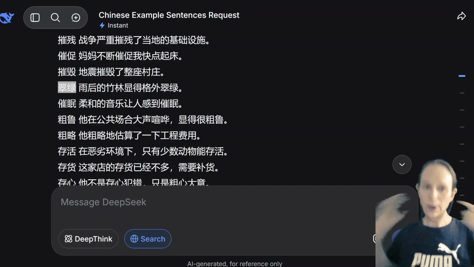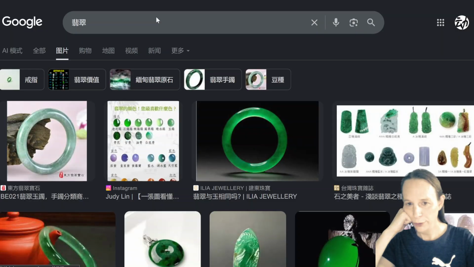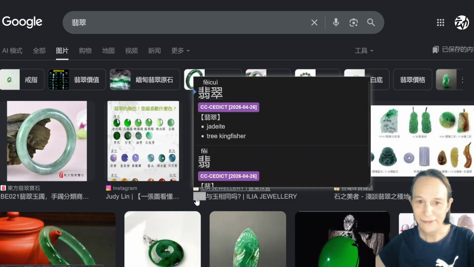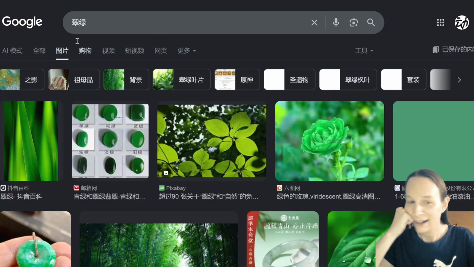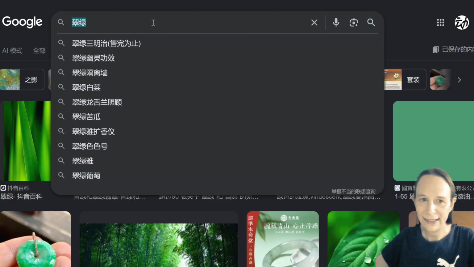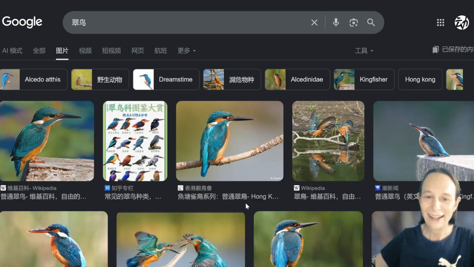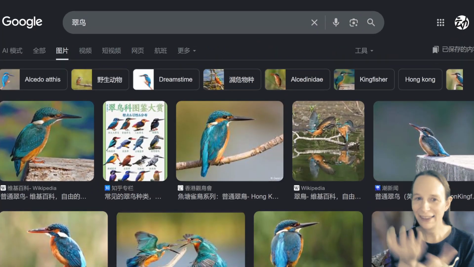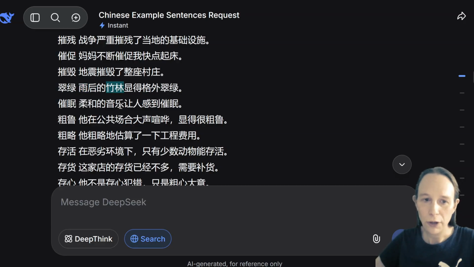翠绿. 翠 is a color. It's the color of jade. 翡翠, jadeite. 翠绿 looks a little bit darker than jade. 青绿, 翠绿, like this. And 翠鸟 is a kingfisher. So presumably it's got the name 翠鸟 because it's this color. 翠鸟, kingfisher. All right.